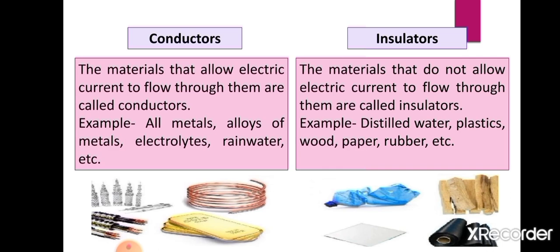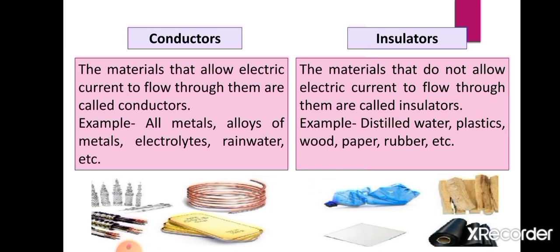So conductors are the materials that allow electric current to flow through them. Means the materials that allow electric current to pass through them, those substances are called conductors. All metals are conductors of electricity. Alloys of metal, electrolyte, rainwater, human body, these are the conductors.